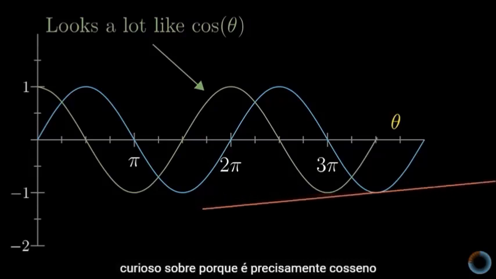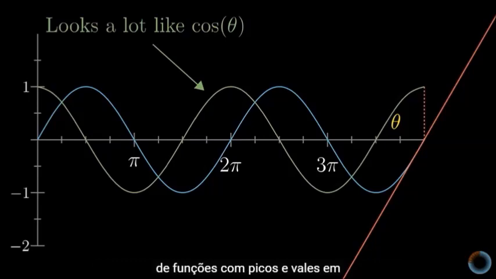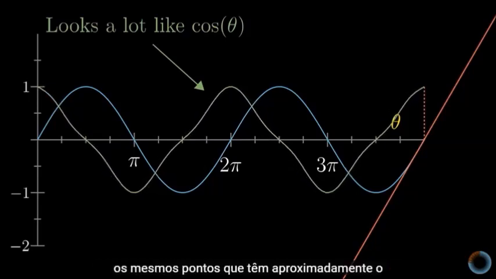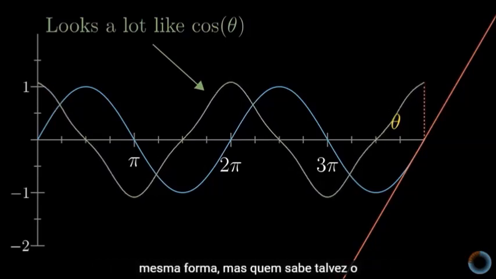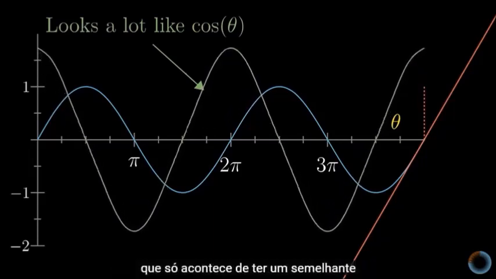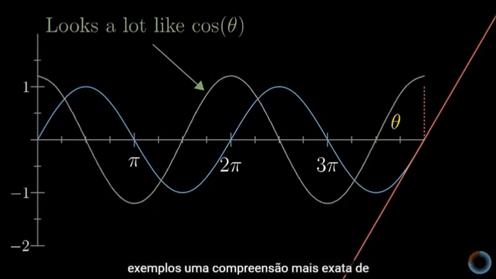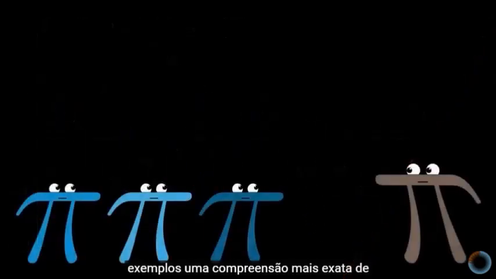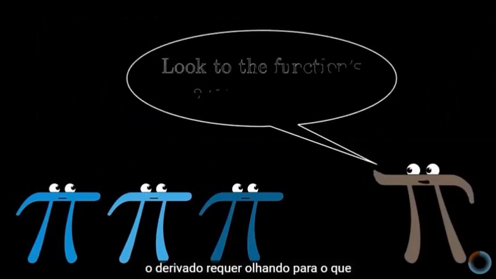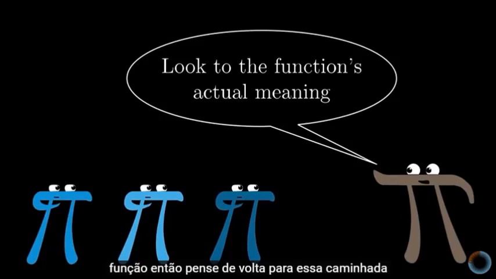But aren't you a little curious about why it's precisely cosine of theta? I mean, you could have all sorts of functions with peaks and valleys at the same points that have roughly the same shape, but who knows, maybe the derivative of sine could have turned out to be some entirely new type of function that just happens to have a similar shape. Well, just like the previous examples, a more exact understanding of the derivative requires looking at what the function actually represents, rather than looking at the graph of the function.